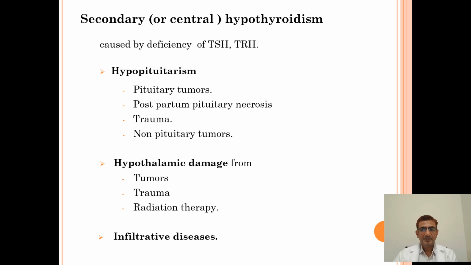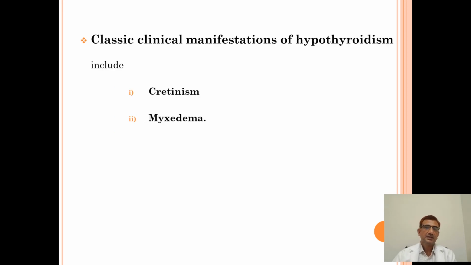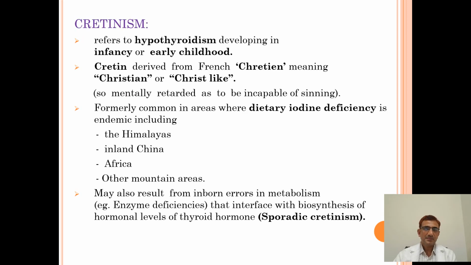Secondary hypothyroidism is caused by a deficiency of TSH and TRH. Causes include hypopituitarism, that is pituitary tumors, postpartum pituitary necrosis, trauma, and non-pituitary tumors, and hypothalamic damage from tumors, trauma, or radiation therapy. Classic clinical manifestations of hypothyroidism include cretinism and myxedema.